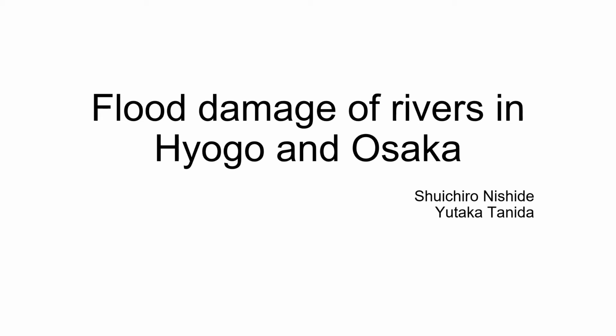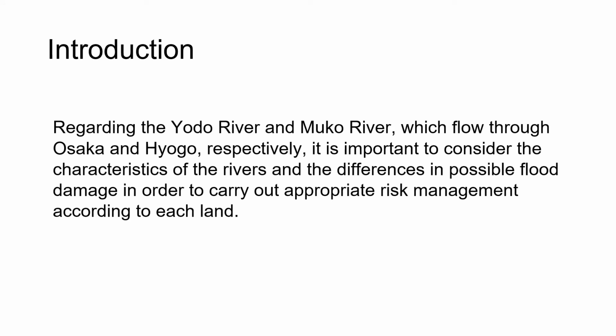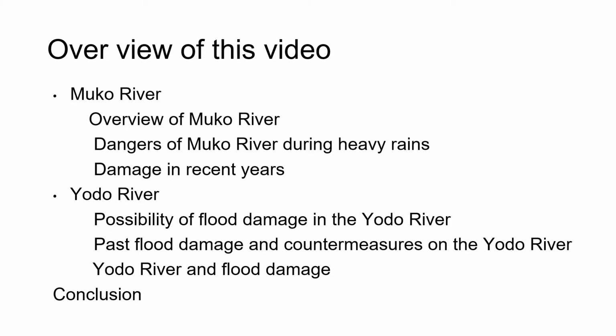Today we'll talk about the result of considering the possible flood damage in the rivers of Hyogo and Osaka and their differences. Regarding the Yodo River and Muko River, which flow through Osaka and Hyogo respectively, it is important to consider the characteristics of the rivers and differences in possible flood damage in order to carry out appropriate risk management according to each land. We'll talk about the Muko River and Yodo River in this order.